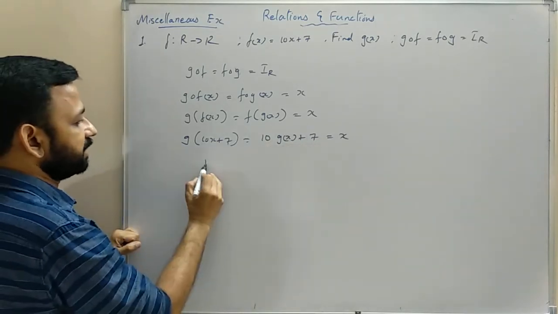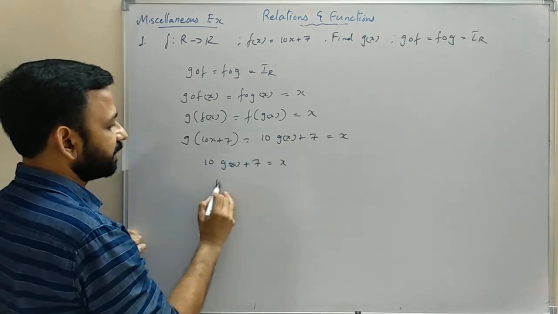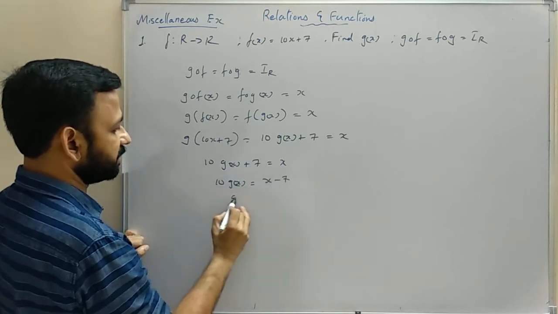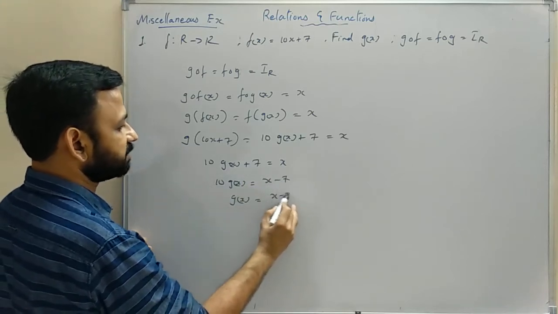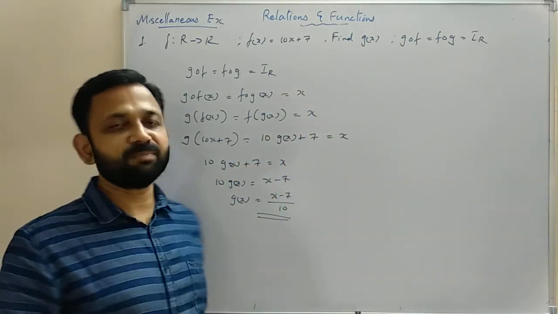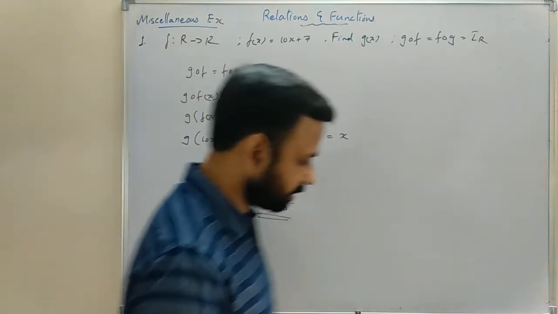From here, 10 into g(x) plus 7 is equal to x. Therefore 10 g(x) is equal to x minus 7. Therefore g(x) is equal to (x minus 7) upon 10. So we got g(x) is equal to (x minus 7) divided by 10. Now we can do the second question.